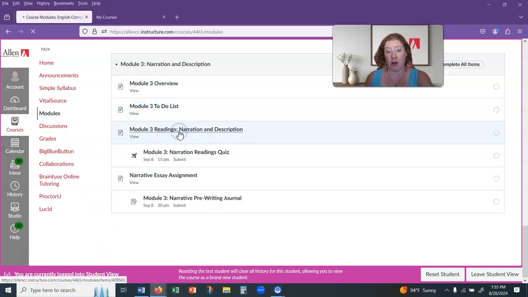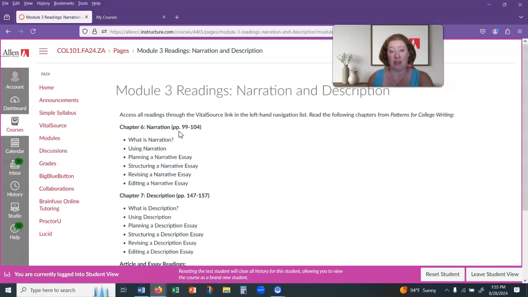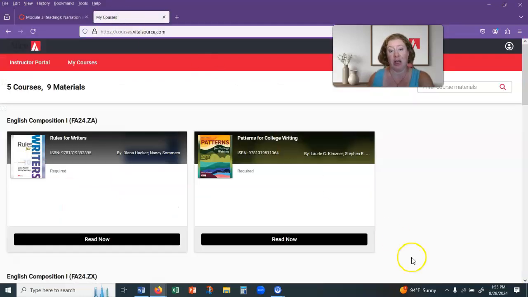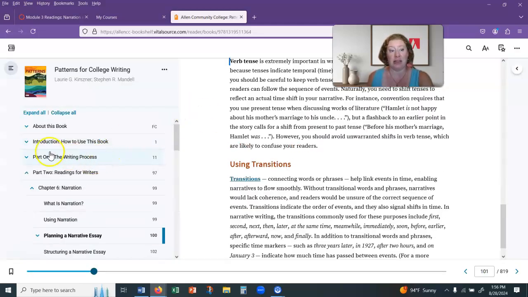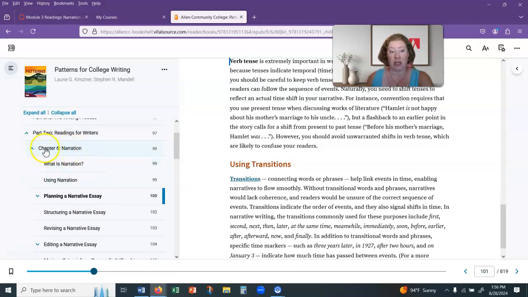So the first one is our readings, which have to do with narration and description. You are writing a narration essay. So if you're in the textbook and you've accessed the patterns book, you're going to be looking at that chapter. That chapter is going to tell you what is involved in a narrative essay, as well as how to structure it, how to plan it, how to brainstorm for it, all of that. So that's going to be under our Part 2 readings for writers. We have this chapter, narration. There are a couple of sections.